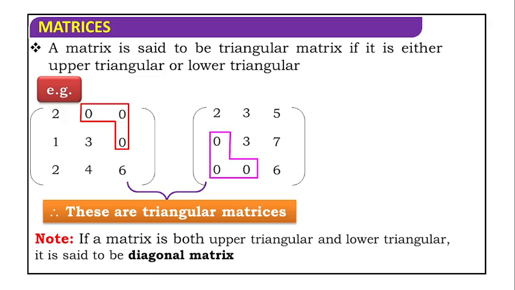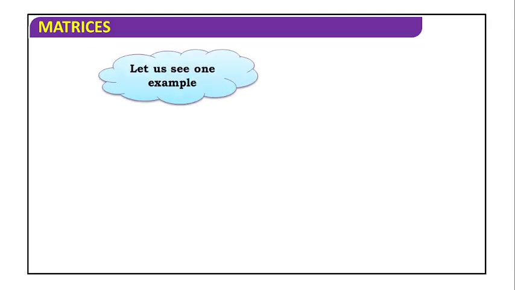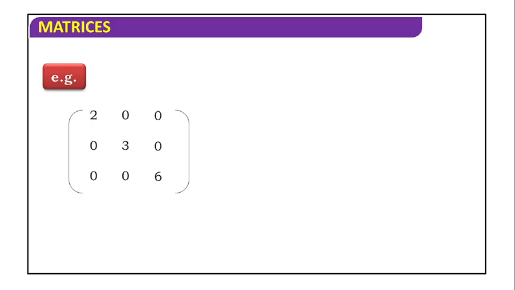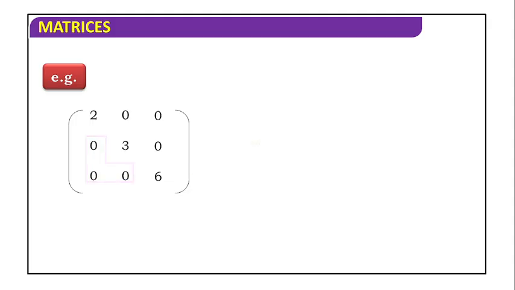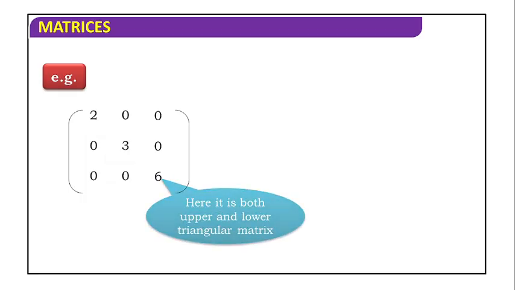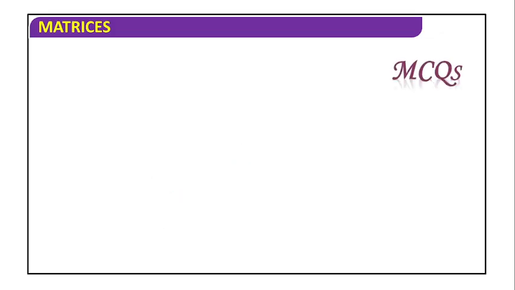If the matrix is both upper triangular and lower triangular, it is said to be a diagonal matrix. Let us see the examples. Here only the non-diagonal elements are 0, and the diagonal elements are 2, 3, 6. That's why this is a diagonal matrix, as well as a triangular matrix.